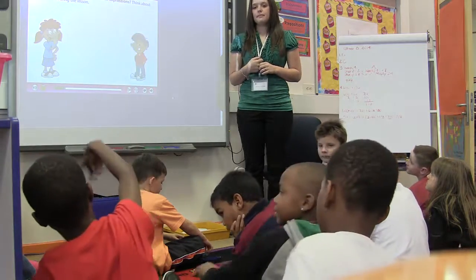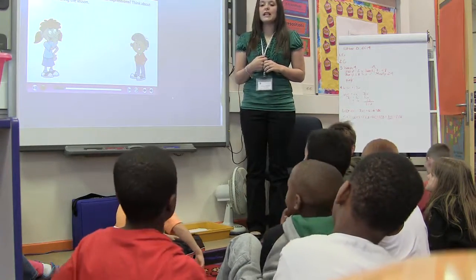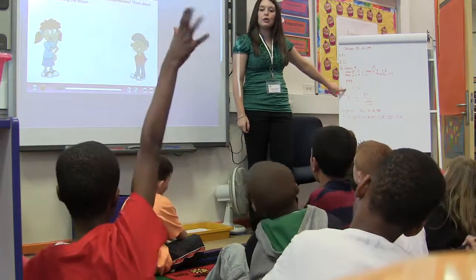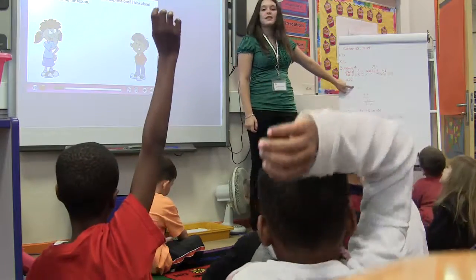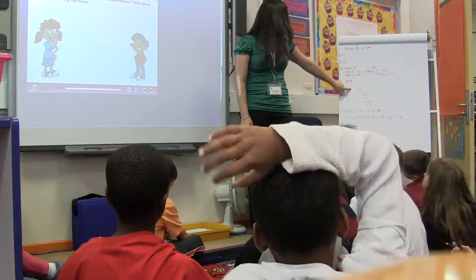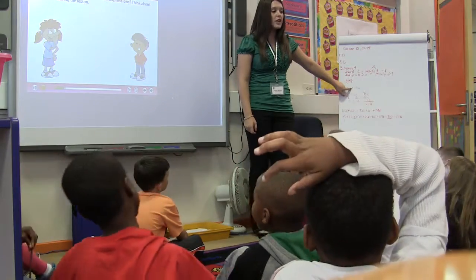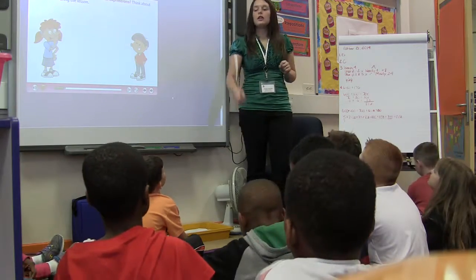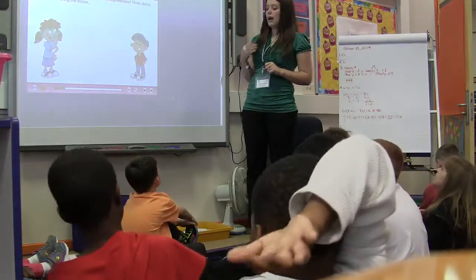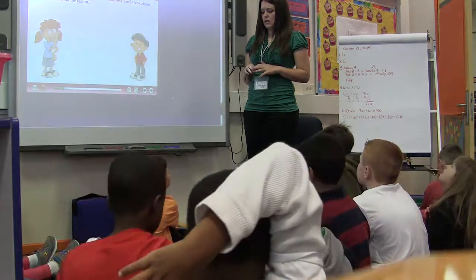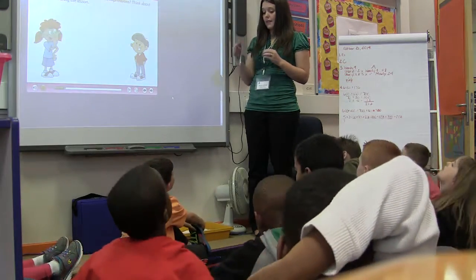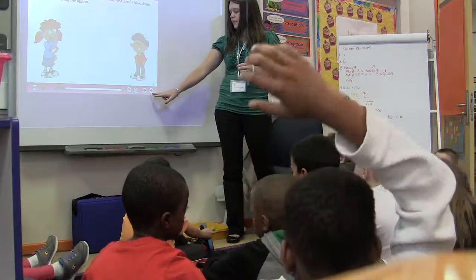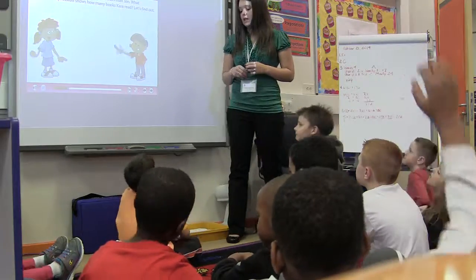What's a numerical expression? It uses numbers, numerical numbers, and it uses a symbol. What's the opposite symbol of addition? Subtraction. What's the opposite symbol for multiplication? Division. Good. The opposite of addition is what? It's subtraction. Right, that's what we said. The opposite of multiplication is division.